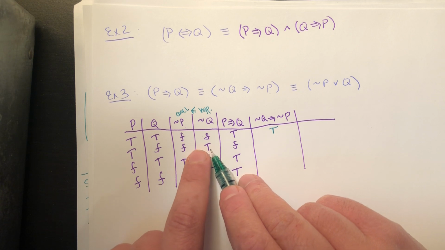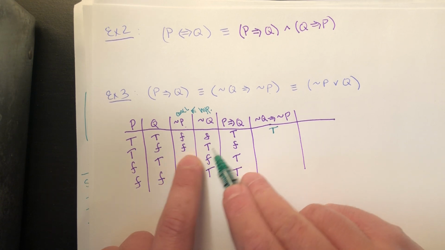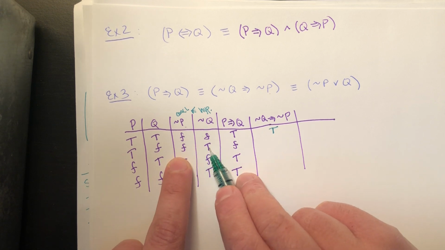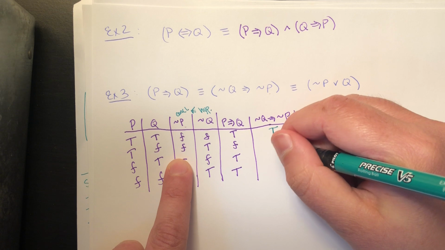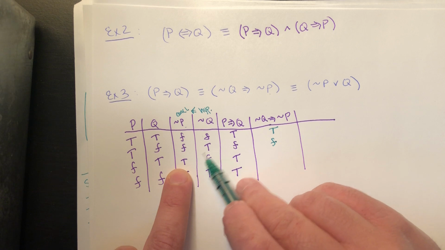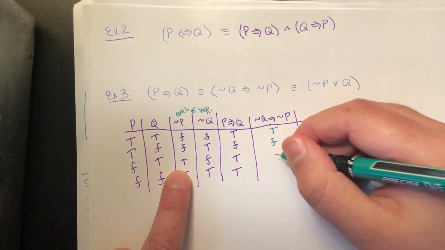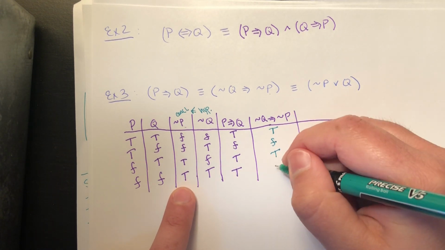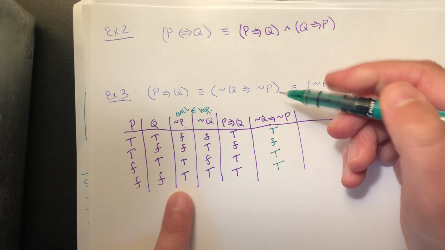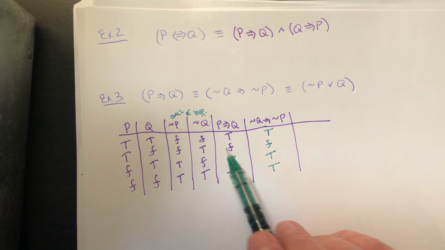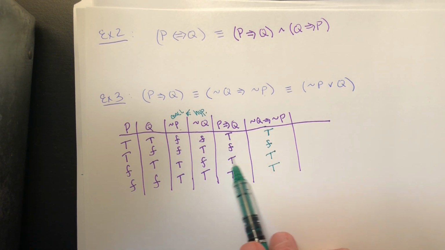Okay, but in the second row, we have a true hypothesis and a false conclusion, because not Q is true and not P is false. So true hypothesis, false conclusion means the whole implication is false. In the third case, again, we have a false hypothesis. A false hypothesis means the whole implication is vacuously true. And in the last case, they're both true, so the implication would be true as well. Notice now, my column for P implies Q and my column for not Q implies not P, they match up, they're identical, right? If they're identical, that means those two statements are logically equivalent.